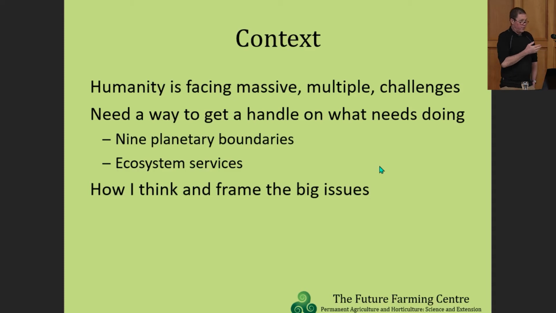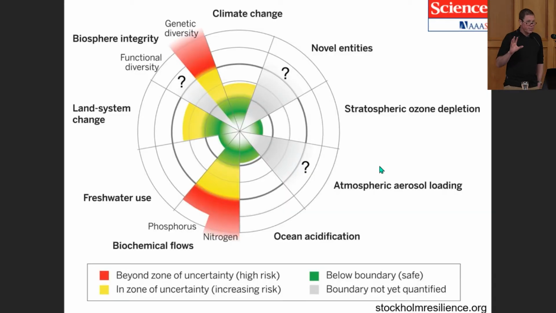So not needing to dwell on this, it's pretty obvious stuff. There's a lot of global challenges humanity faces. How do you get a handle on this stuff? Some of this stuff's almost too big to get your head around. And so I use these two frameworks, the 9 planetary boundaries and ecosystem services. This is how I get a handle on this stuff. So 9 planetary boundaries. About 15 years ago, some very smart people said, right, okay, what are the key operating parameters of the planet? A bit like what's the RPM in an engine? And so they identified these 9 ones here.